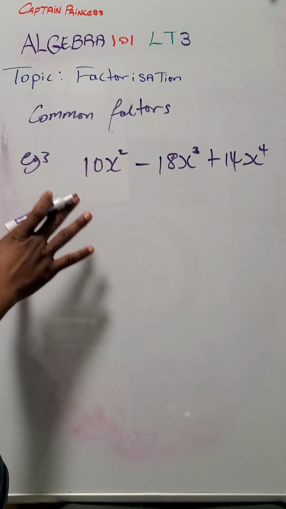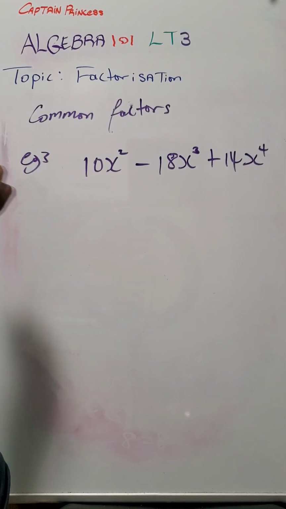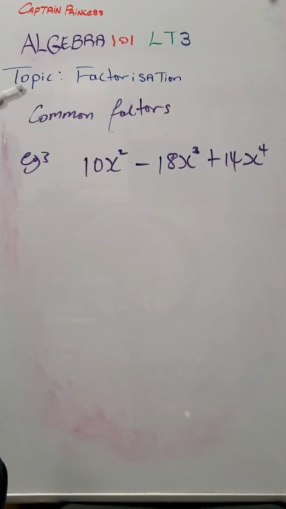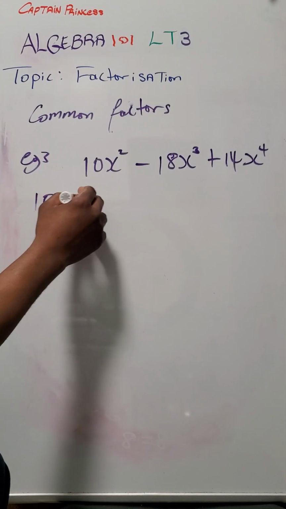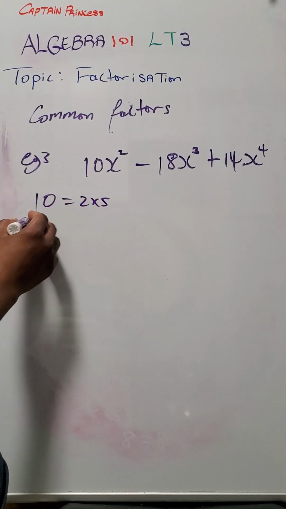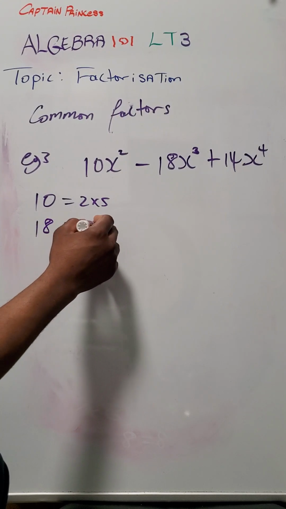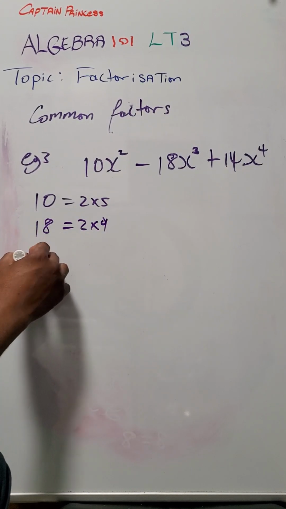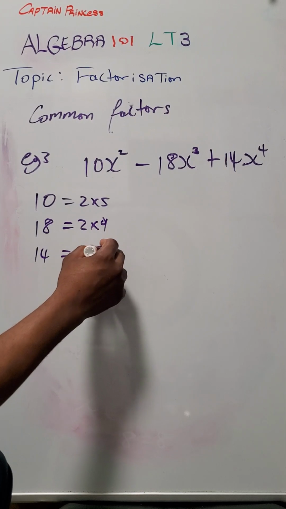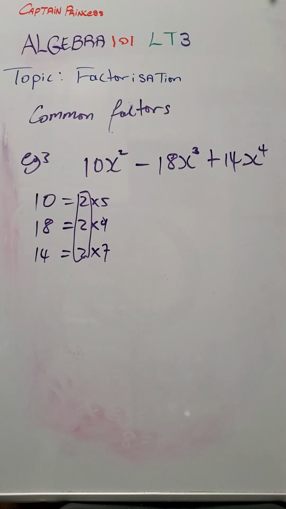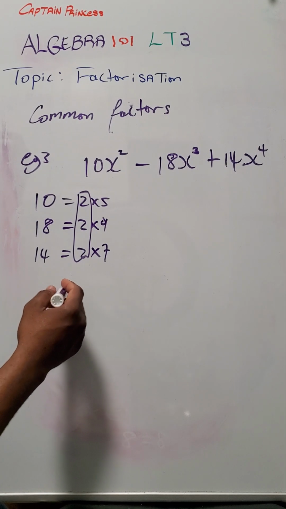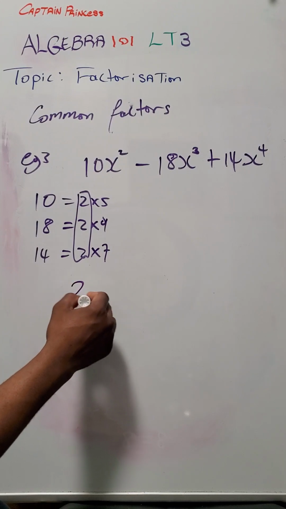So what we're going to do is to find the factors of the coefficients, and then we will use whatsoever is common to all and put it on the outside. So let us find the factors. Now, for 10, the factors can be 2 multiplied by 5, for 18 we can have 2 multiplied by 9, and for 14 we can have 2 multiplied by 7. So here we have 2 as a common factor for all the coefficients. So what we're going to do is to put 2 on the outside.